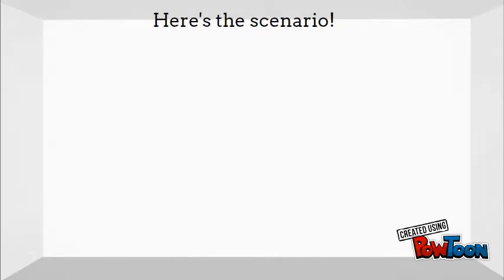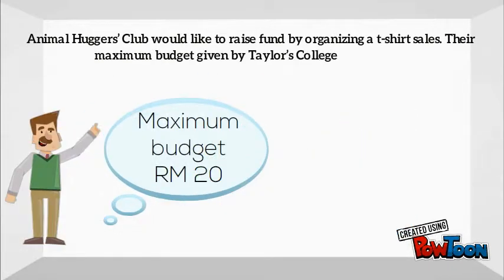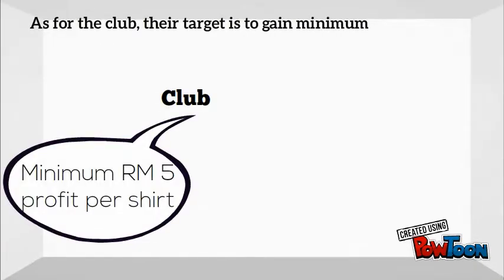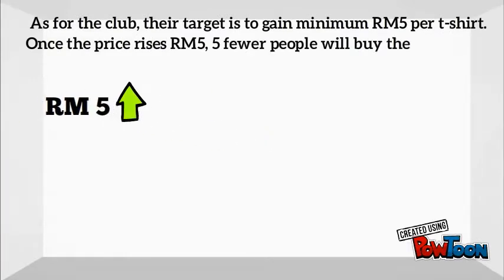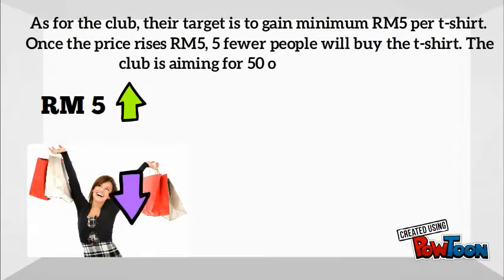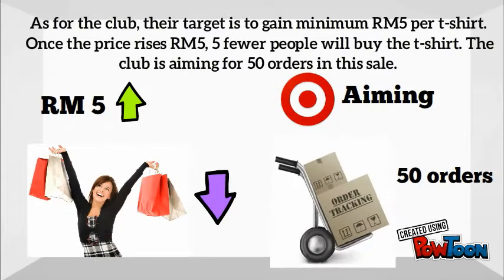Here is the scenario. Animal Huggers Club would like to raise funds by organizing a t-shirt sale. The maximum budget given by Taylor's College STC is 20 ringgit. As for the club, their target is to gain a minimum of 5 ringgit per t-shirt. Once the price rises 5 ringgit, 5 fewer people will buy the t-shirt. The club is aiming for 50 orders in this sale.